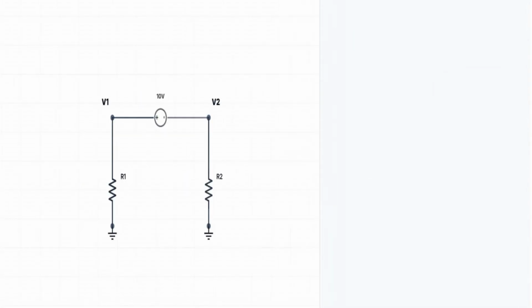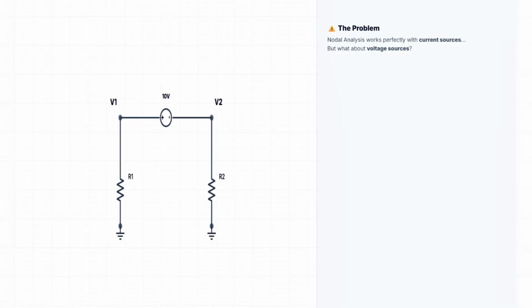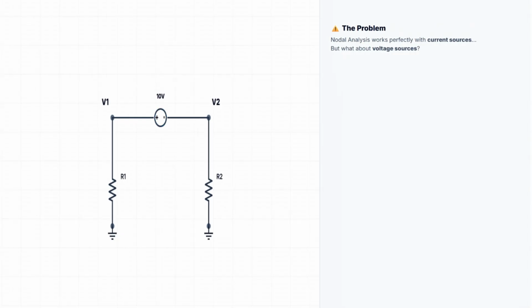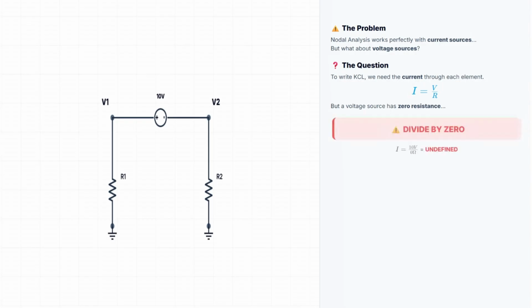Now, a warning. Nodal analysis loves current sources. It hates voltage sources. Why? Look at this circuit. We have a 10-volt source connecting node 1 and node 2. If we try to write KCL, what is the current leaving node 1 through that source? Is it (V1 minus V2) divided by resistance? No. The resistance of an ideal voltage source is 0. Determining current this way involves dividing by 0.